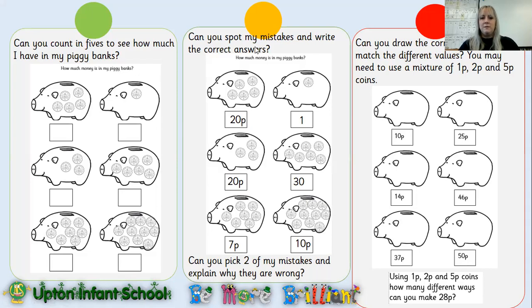If you're going to do the yellow task today, I would like you to have a go at counting up how much is in each of these pigs.